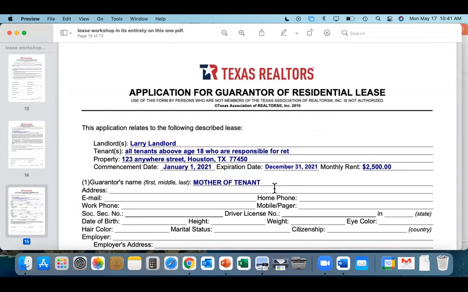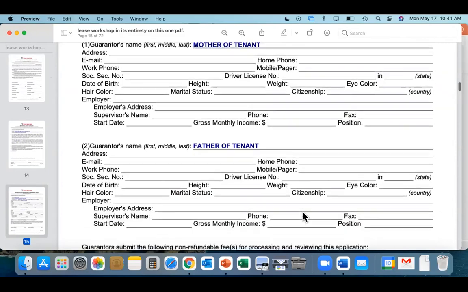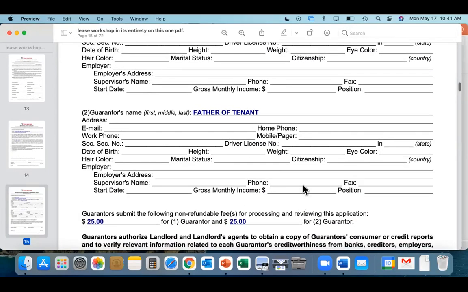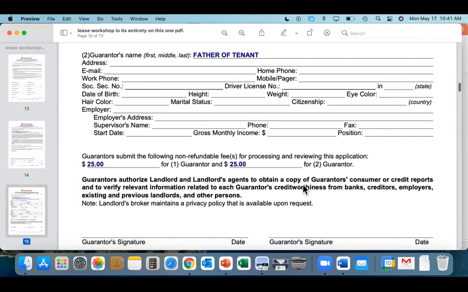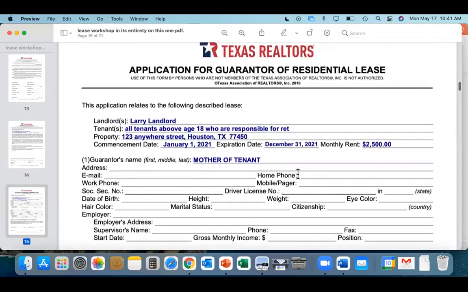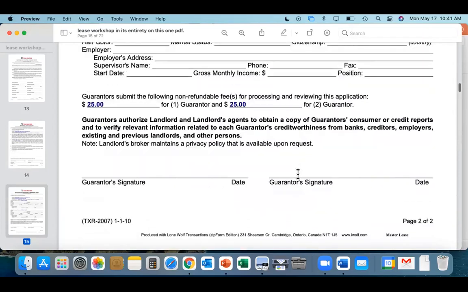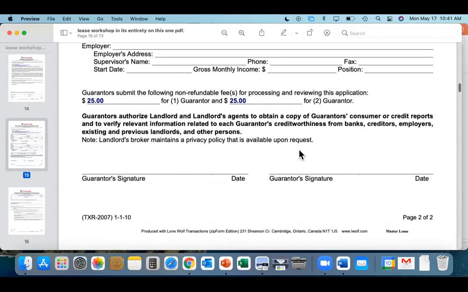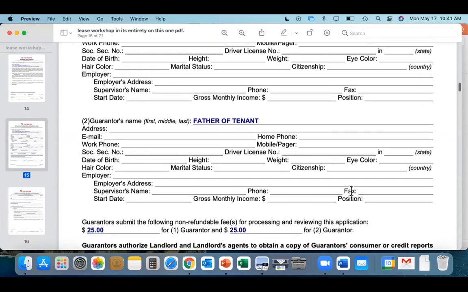So here's the application for guarantor of a residential lease. They have a different application. It's not the same application as a tenant. They do have an application, but it's just slightly different than a tenant's one. So it's only two pages. Actually it's only just one page. I don't know why this says page 2 of 2.